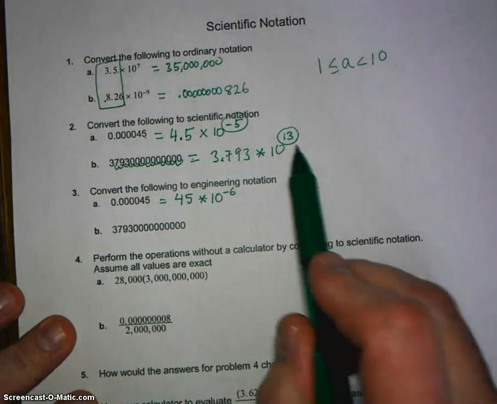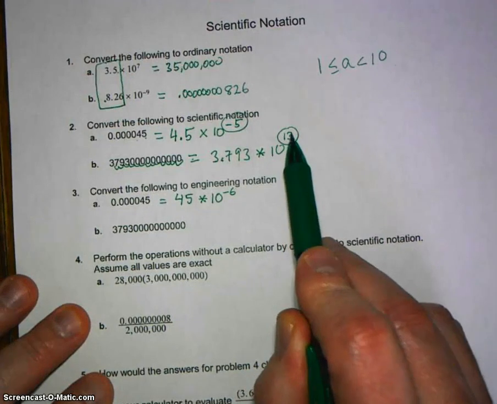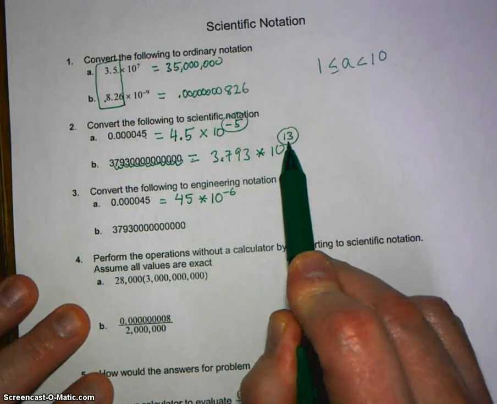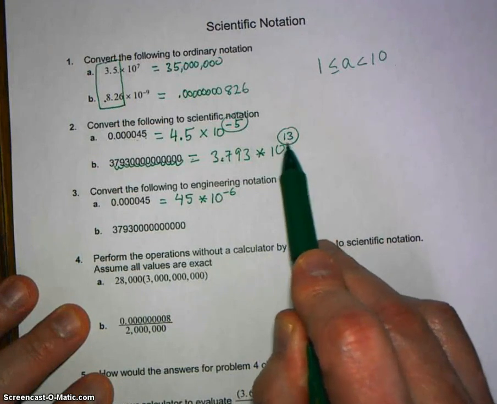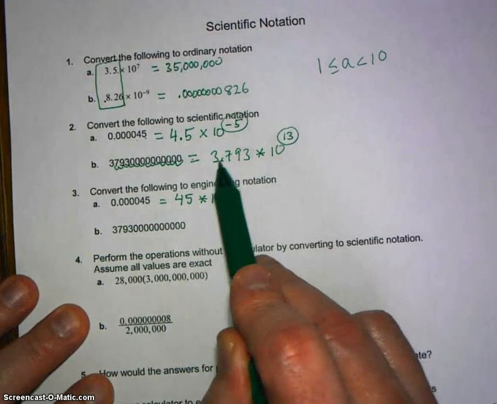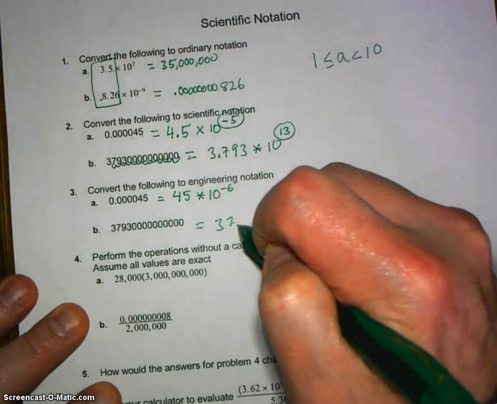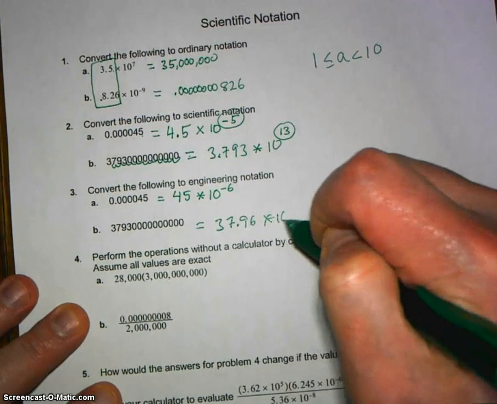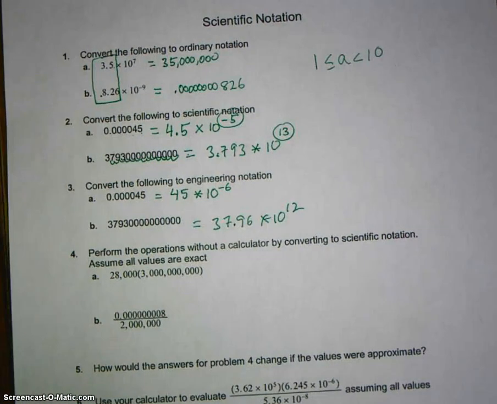All right, so this one, we want it to be a multiple of 3: 3, 6, 9, 12, so we could use 12. So again, we're making this number smaller, which means we need to make this one bigger. So this would be 37.93 times 10 to the 12. All right, so the engineering notation, that one's a little weird for me. I don't use it. But then again, I'm not an engineer.